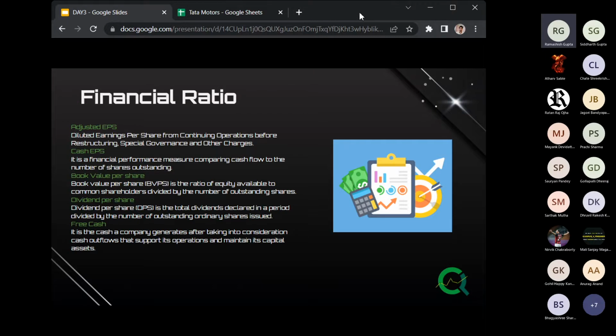Next is financial ratios, which tell us about the financial status of the company. The first is adjusted EPS. EPS stands for earnings per share. Suppose a share earns 340 rupees, and we give a dividend of 10 rupees per year. So adjusted EPS will be 330 rupees, because the total earning is 330 rupees after giving a dividend of 10 rupees.